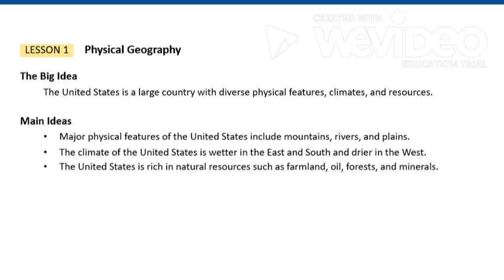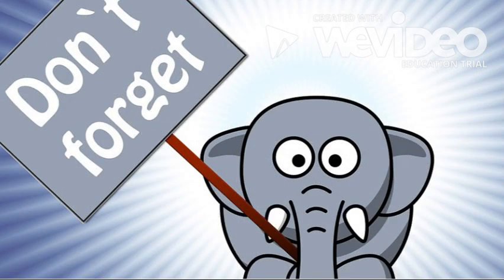The major physical features of the United States include mountains, rivers, and plains. The climate of the United States is wetter in the east and south and drier in the west. The United States is rich in natural resources such as farmland, oil, forest, and minerals. The main idea of today's lesson is major physical features of the United States include mountains, rivers, and plains.